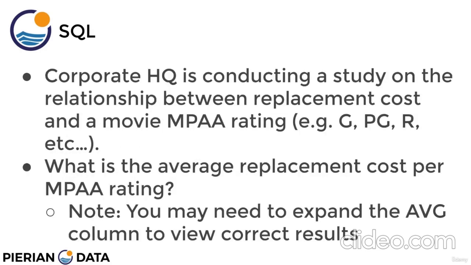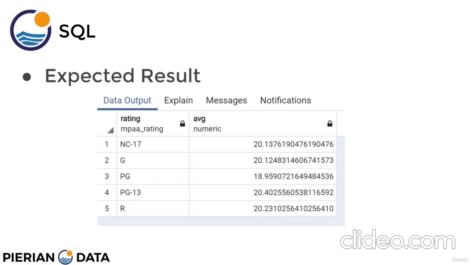Corporate headquarters is conducting a study on the relationship between replacement cost and the movie's MPAA rating, that is to say, its rating of G, PG, R, etc. What is the average replacement cost per MPAA rating? Note, you may need to expand the average column to view the correct results. Okay, here comes the expected result. So the expected result should look something like this. We have a rating, and then its associated average replacement cost per rating.